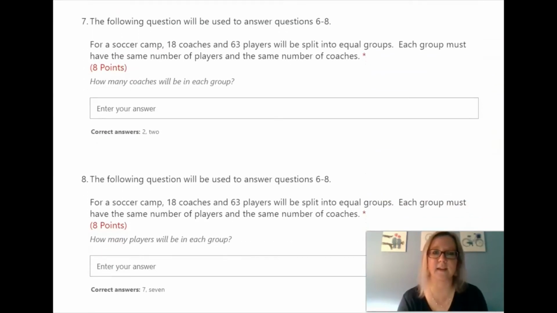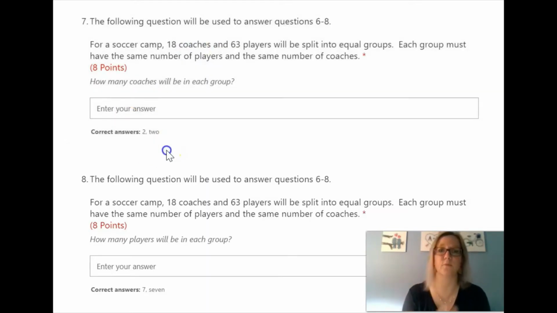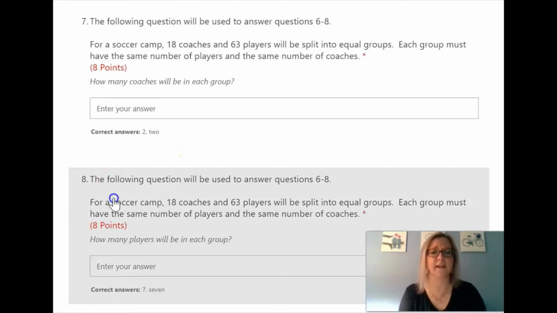Okay, but the second and third problems can sometimes be a little tricky. People often get them mixed up. So what I recommend is going back to the problem to see what makes sense. So it asks on number 7, how many coaches will be in each group? Alright, well guys, look, there's 18 coaches. And if we're splitting them up onto 9 different teams, 18 divided by 9 gives us 2 coaches per group or per team. And then for number 8, how many players are in each group? Well, if I have 63 players and I'm splitting them up into 9 teams, 63 divided by 9 gives me 7 players per team.